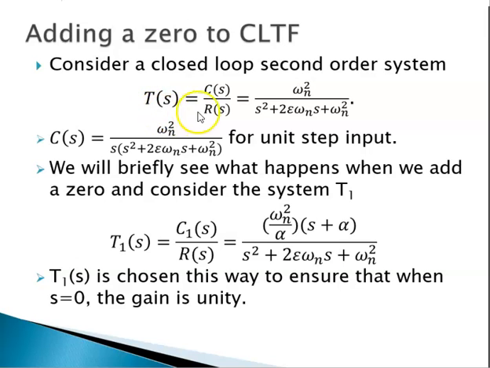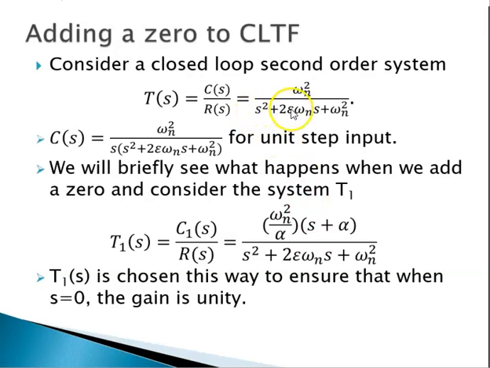This is system T with input R and output C. Consider another system T1 which has the same input R but the output is C1. We have an added term (s plus alpha) divided by alpha. Other than that everything else is the same. Because you added the term, the output is no longer C but C1. We have chosen to divide by alpha because when s is equal to 0, the net gain here and here should be the same. That way it is easy for comparison.